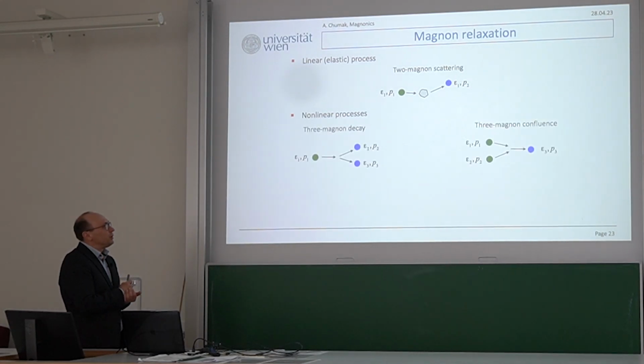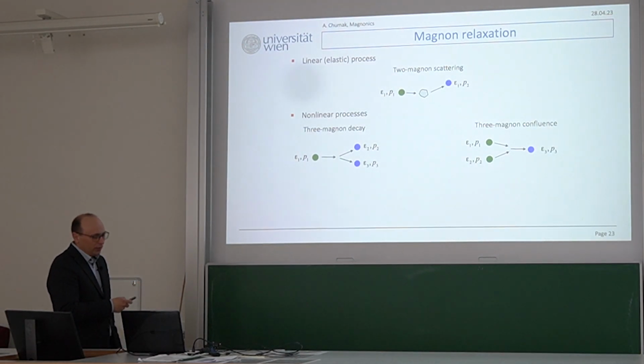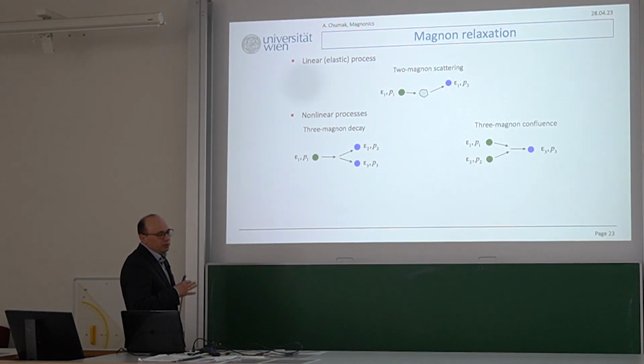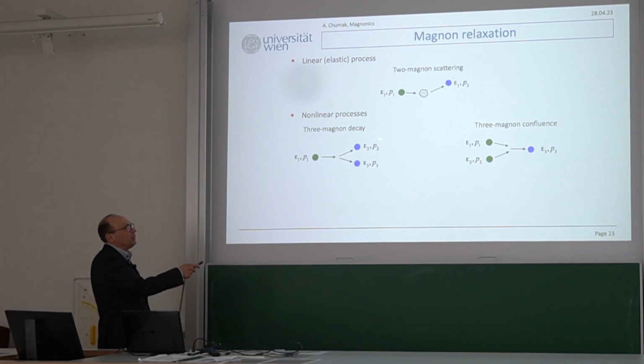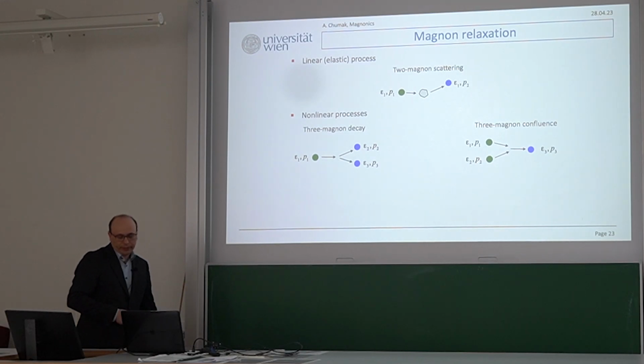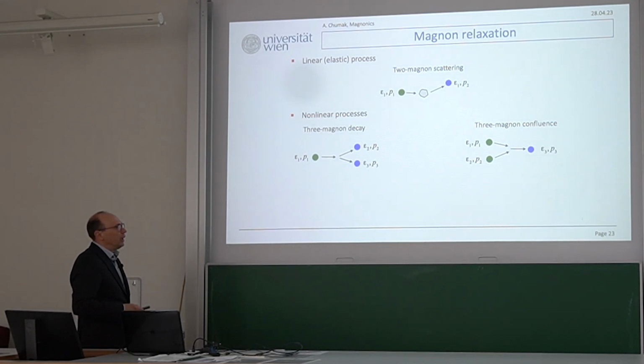But there are nonlinear processes, and here there is 3-magnon decay and 3-magnon confluence. What does it mean? In 3-magnon decay, one magnon with energy E1 and momentum P1 scatters into two magnons with other energies, E2, E3, and other momenta. What you need to satisfy in this multi-magnon scattering process is energy and momentum conservation. So E2 plus E3 should be equal to E1, and the same for momentum, but for momentum, of course, it should be vectors. P2 plus P3 vectors should be equal to the P1 vector. And a similar process exists for 3-magnon confluence.